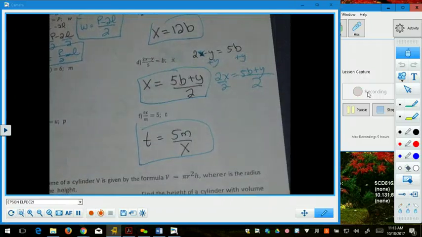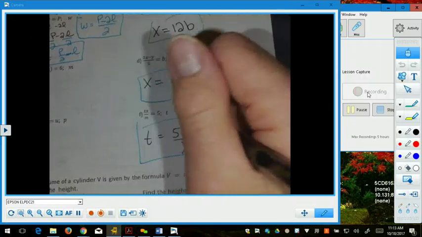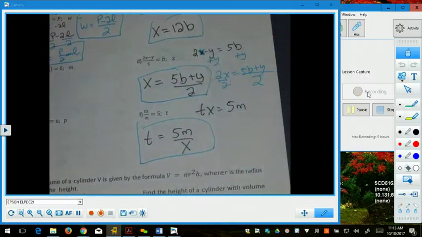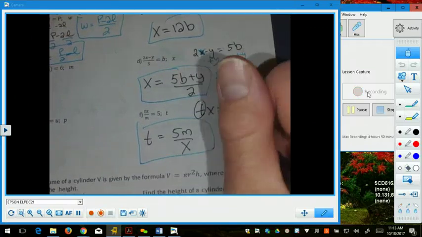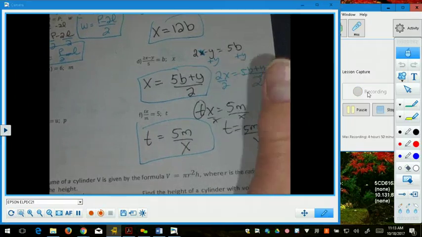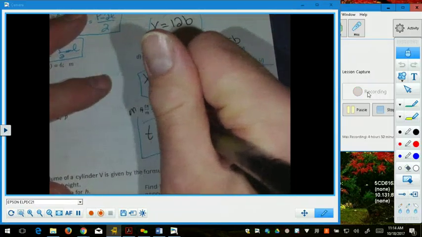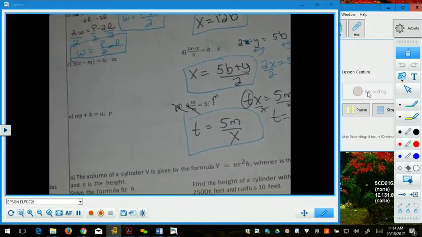Any other questions on B or F? Yes? F. First I cleared my denominator by multiplying both sides by m, so tx equals 5m. And then I'm solving for t, so all I had to do was divide by x. So to clear the denominator, first you multiply by m on both sides. All right, anybody have an answer for C?